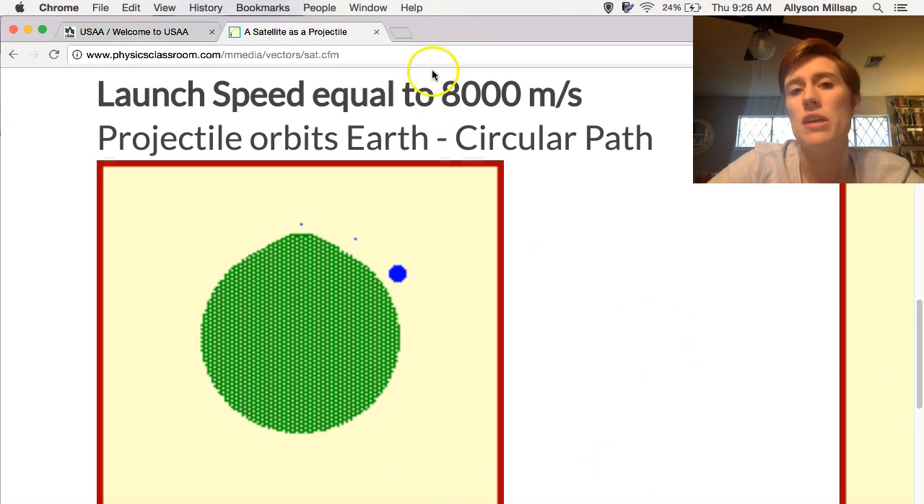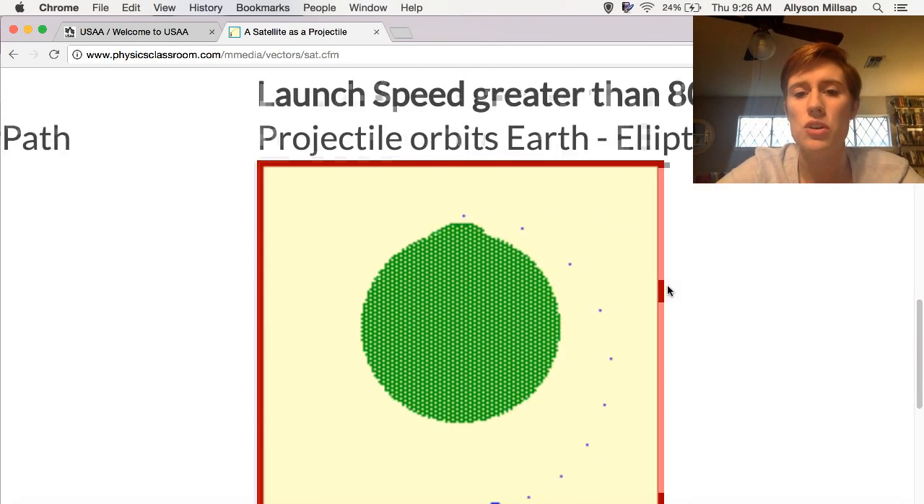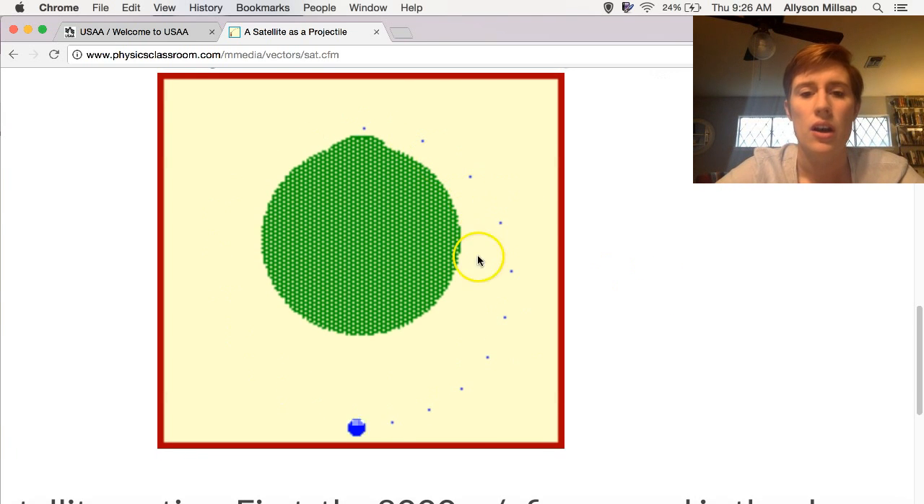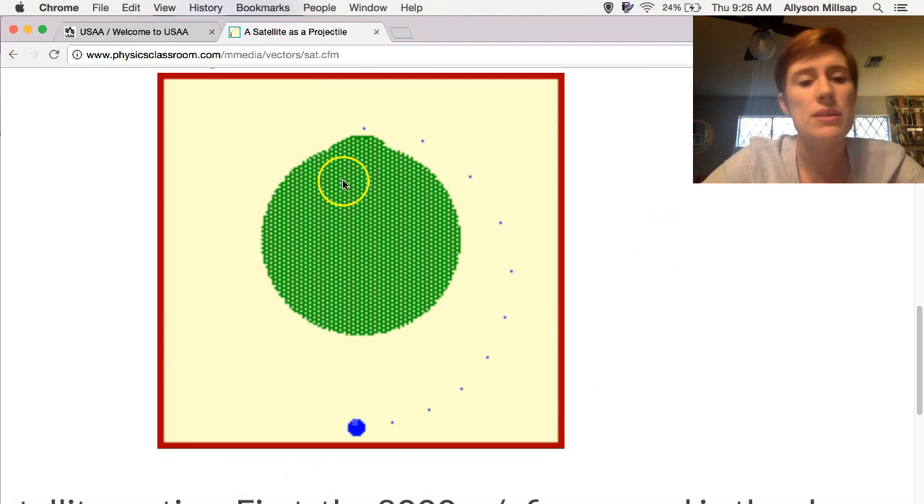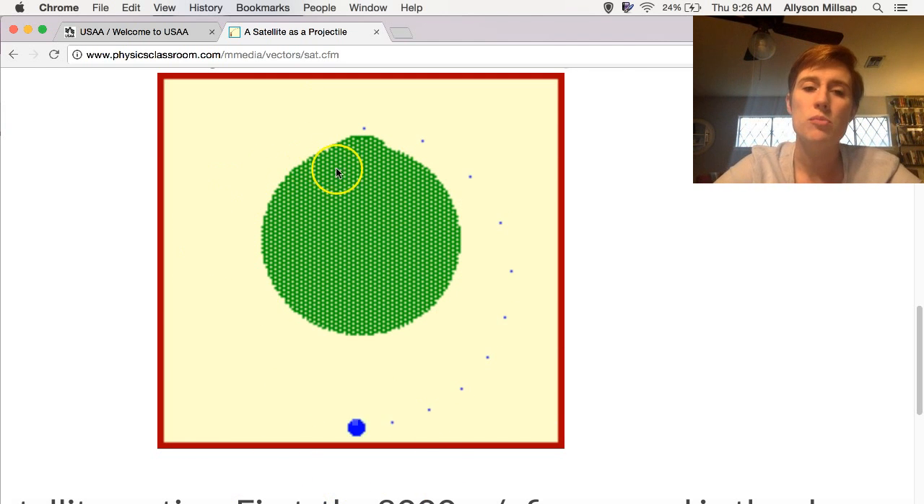Now, if you launch something greater than that speed, that's when you get this elliptical pattern, okay? It goes all the way out, but the Earth does pull it back inward, and it looks like it might fall down, but not quite, and so it keeps going back out. So this is the movement of planets. So he was able to prove the elliptical movement of planets based on gravity.